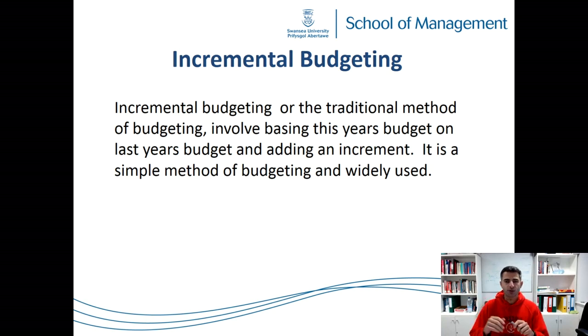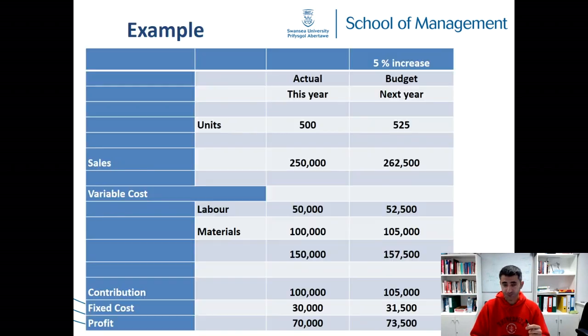When it comes to incremental budgeting, it's a traditional type of budgeting, which involves the company setting up the next year's budget based on the actual real results. So based on the actual results of this year, they set up a budget for next year. It's the same, but they add an increment on top of it. For example, let's have a look here.